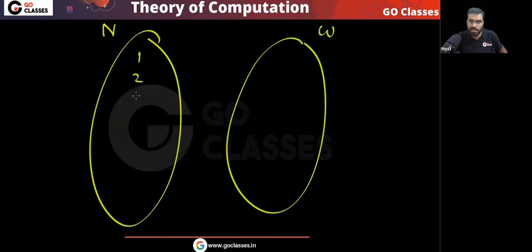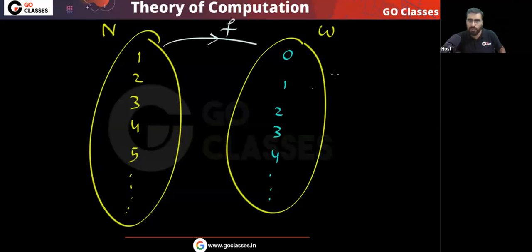For example, these are the natural numbers 1, 2, 3, 4. These are the positive integers and these are the whole numbers 0, 1, 2, 3, 4 and so on. Can you give me a bijection F from N to W? Can you give me a one-to-one correspondence between positive integers and whole numbers?